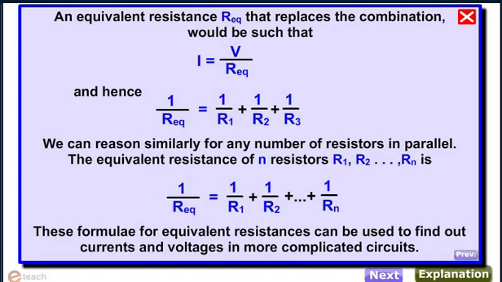We can reason similarly for any number of resistors in parallel. The equivalent resistance of n resistors would be as shown. Note that these formulae for equivalent resistance can be used to find out currents and voltages in more complicated circuits.